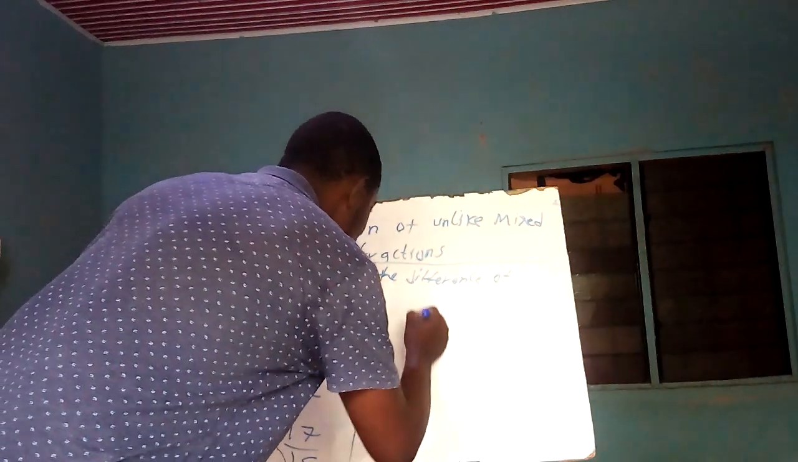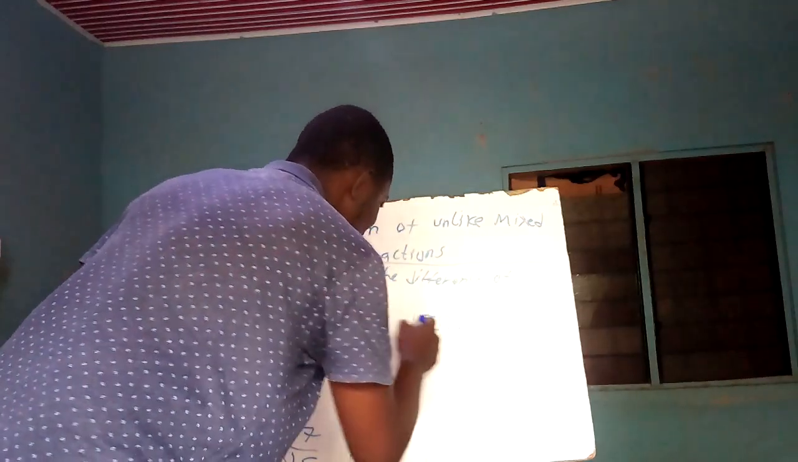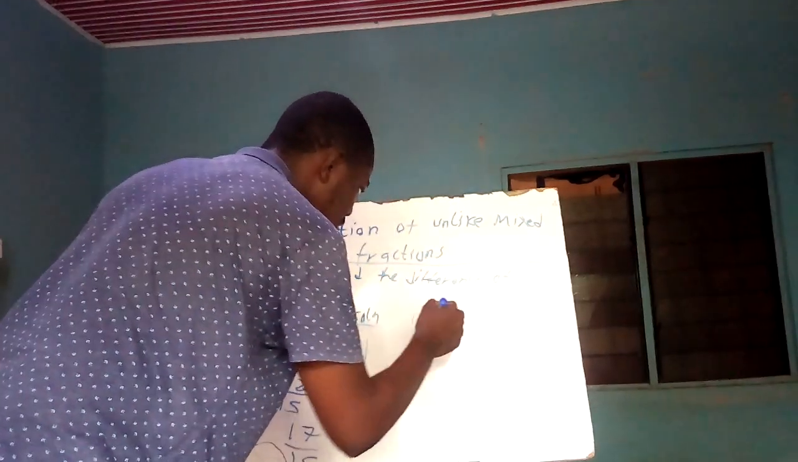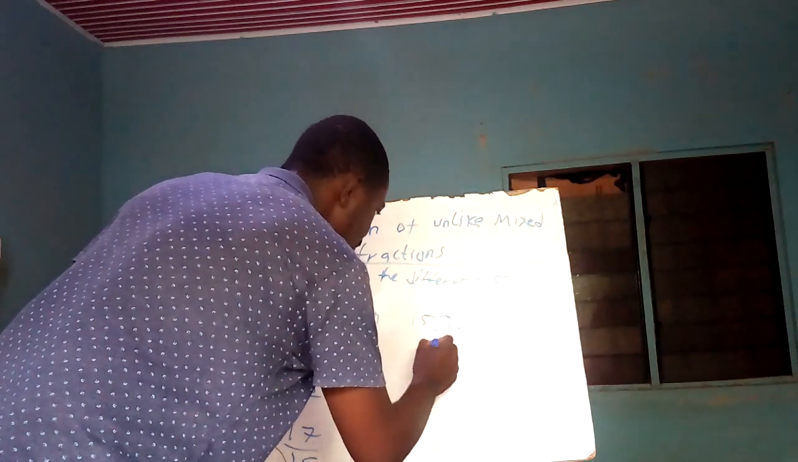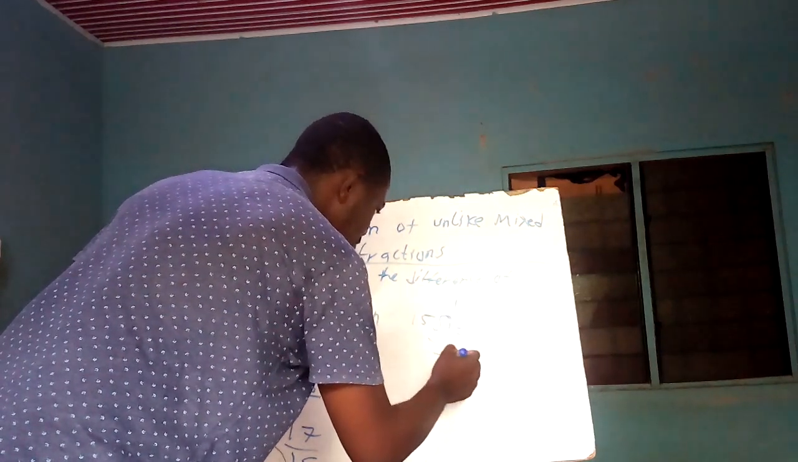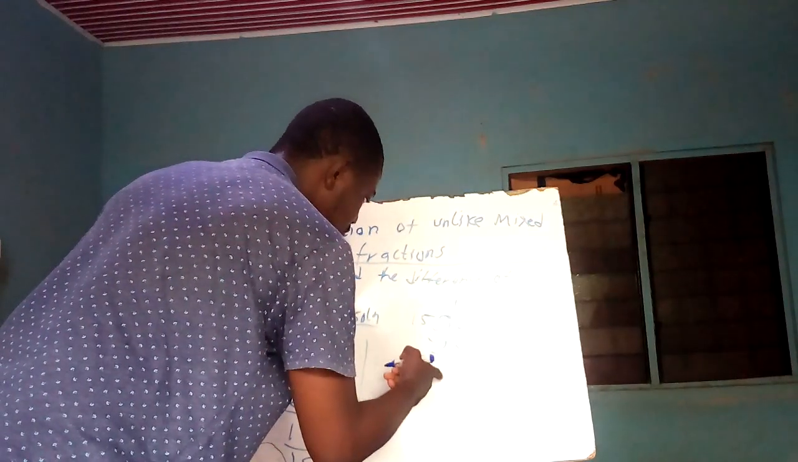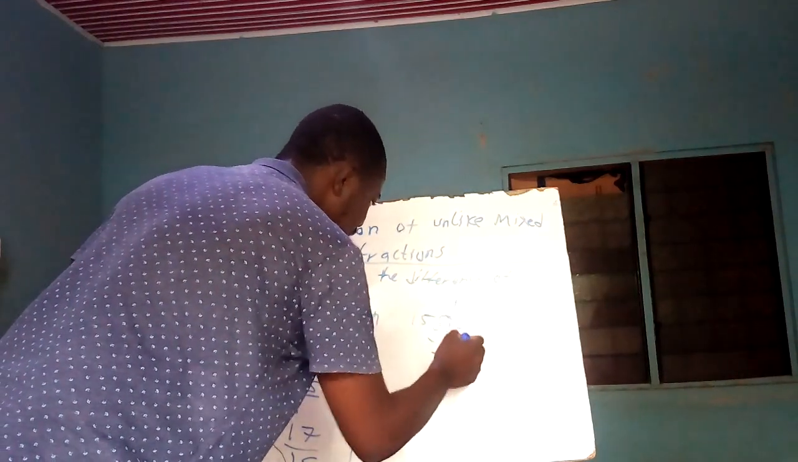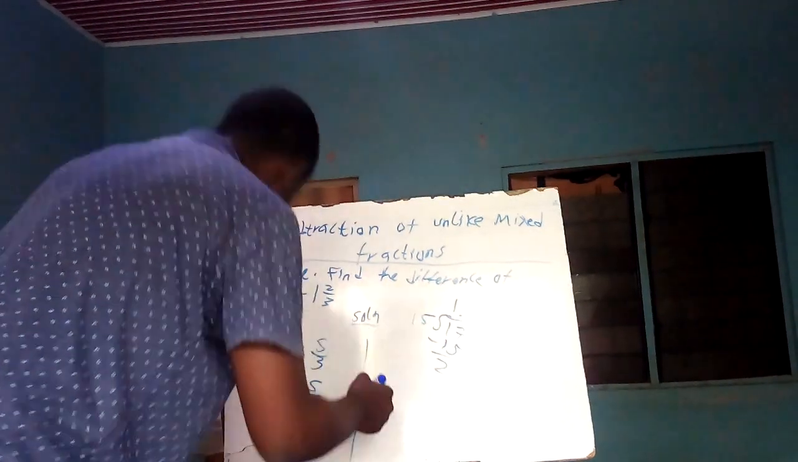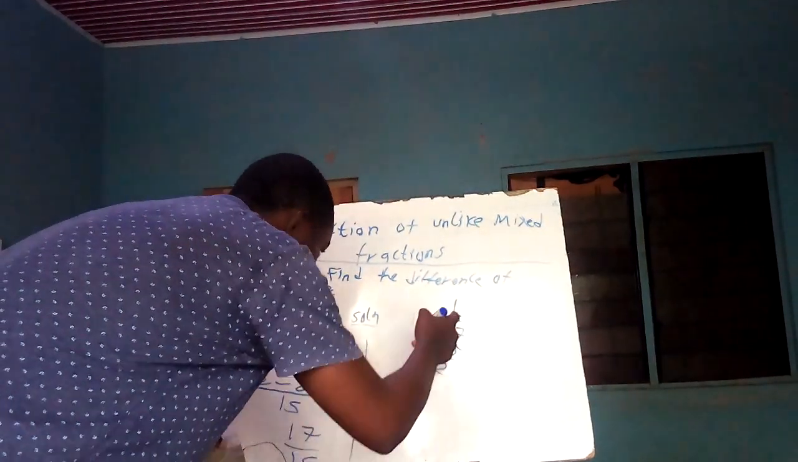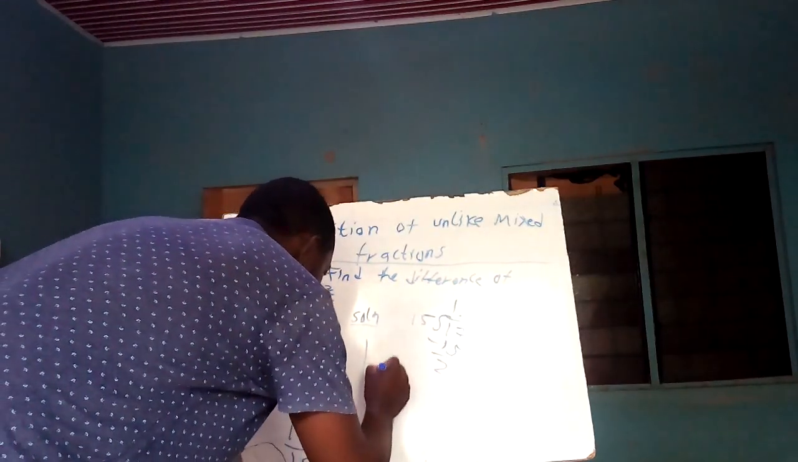So we have 17 divided by 15, we get 1. 1 times 15, 17 minus 15, you get 2. Now 15 cannot divide 2. So therefore, the whole number is 1.